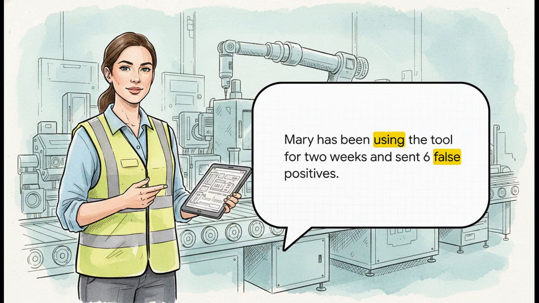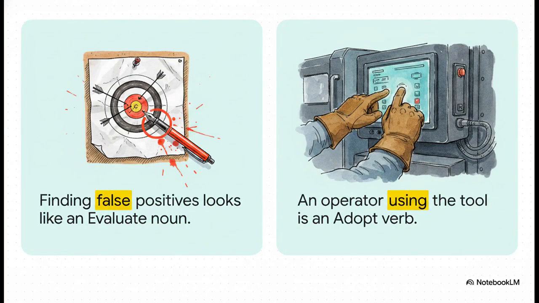Okay, this next one is super tricky. It's a Slack message saying Mary, an inspector on line 3, has been using the tool for 2 weeks and found 6 false positives. Naturally, because you see the phrase false positives, it sounds exactly like an evaluation metric. You'd think this belongs in the evaluate stage, right? Not quite. The definitive action here, the actual verb, is that an operator is actively using the tool on the factory floor for 2 continuous weeks. That makes this a clear, indisputable adopt stage signal. The fact that she found false positives? That just means the adopt stage has naturally triggered a loop back to evaluate.